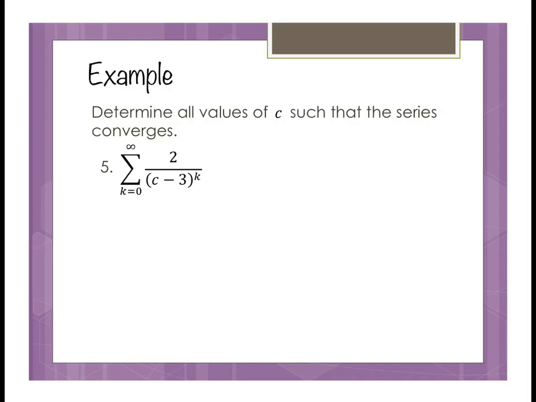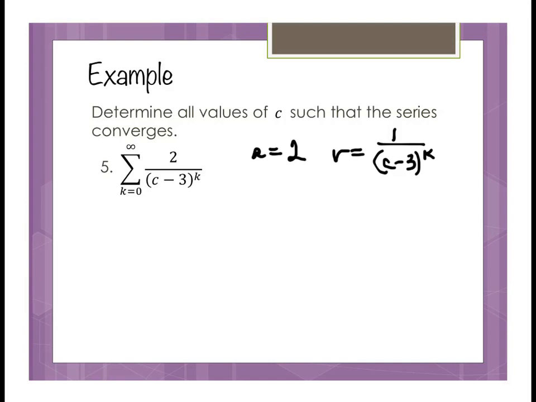So we know that a geometric series will converge when what happens? Right. And so let's identify what our A value and our R value are here. So what is A in this problem? 2. It's actually 2. What is R? 1 over C minus 3. Right, 1 over C minus 3.